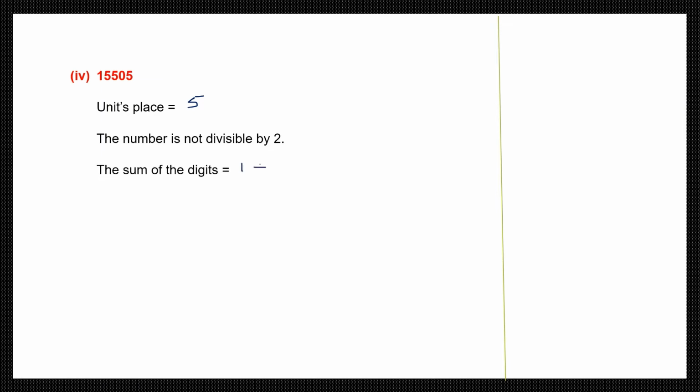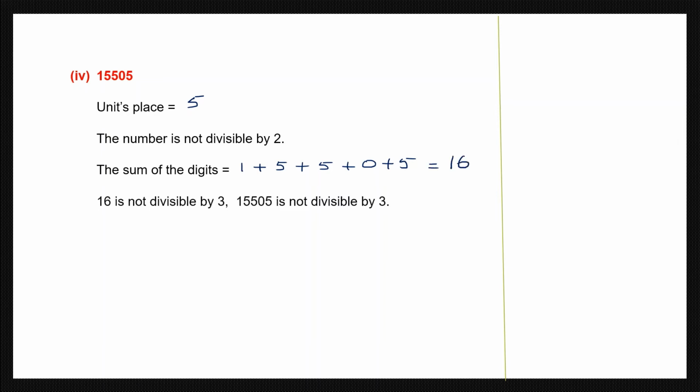Question 4. Let's do the test for 2. In the units place, we have 5. 5 is not an even number. Therefore, the number is not divisible by 2. Let's do the test for 3. The sum of the digits. That is 1 plus 5 plus 5 plus 0 plus 5. So 1 plus 5 is 6. 6 plus 5 is 11. 11 plus 5 is 16. And 16 is not divisible by 3.